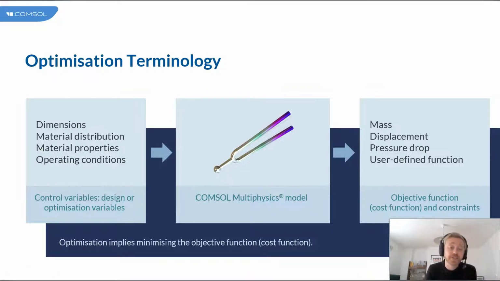So a common optimization process that we might run would be to minimize the amount of material that we have in our design. In that case, our objective function would be our mass. And what we would want to do is minimize our mass.